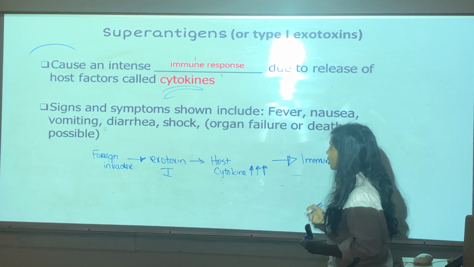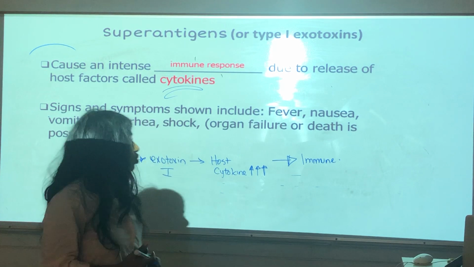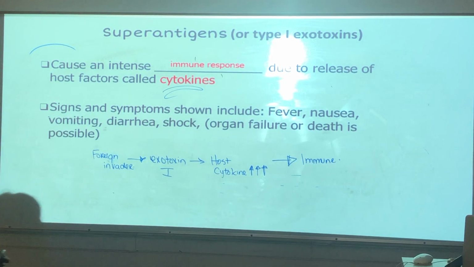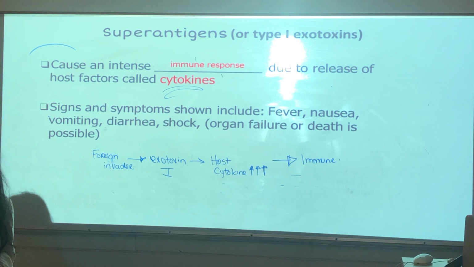As long as the immune response keeps going and going, we'll see signs such as fever, nausea, vomiting, diarrhea, shock, which is possible, and organ failure or death if the exotoxin isn't dealt with by your immune system or some sort of medication.